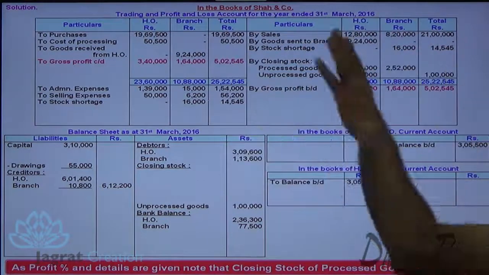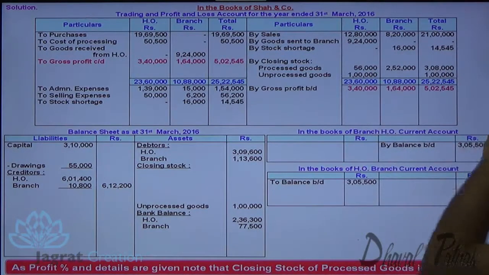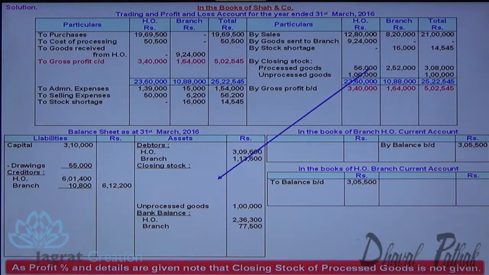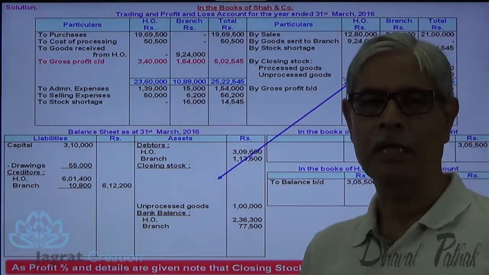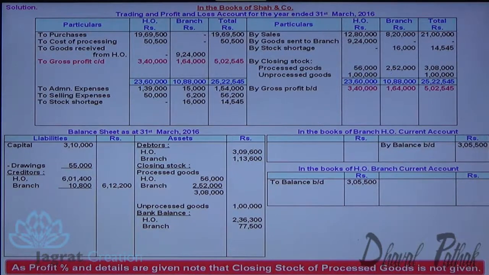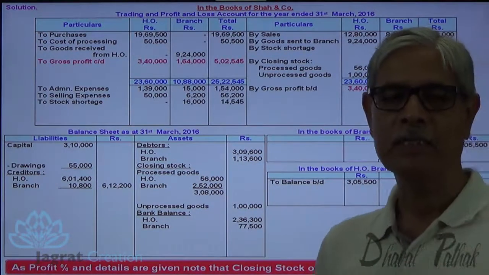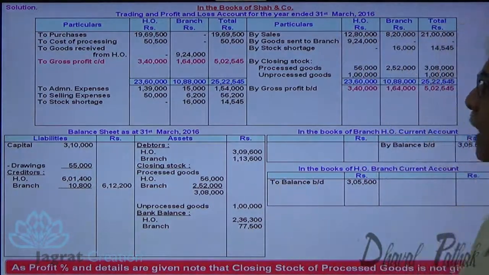So this is how my trading account is done. This total is recorded here as 3,08,000. Now this closing stock is found out, that will appear on the balance sheet asset side, second effect. So HO stock, branch stock. This is the total. From this, unrealized profit will be deducted. Let me work out the unrealized profit.